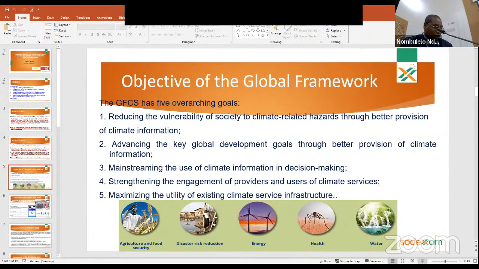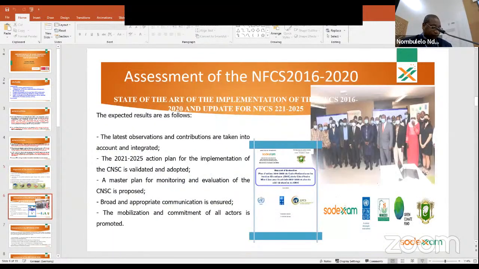I will skip the global objective of the global framework. I already told you about that. So here we held a workshop to make the assessment of the former national framework. This is a good photo of the workshop we held in Abidjan, and we elaborated a document, a new national framework of climate services in our country.